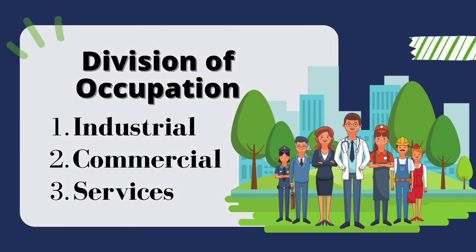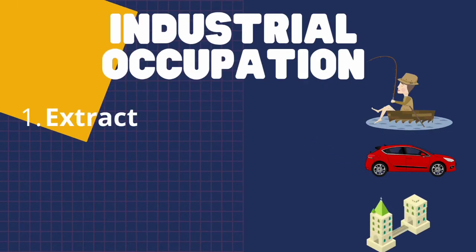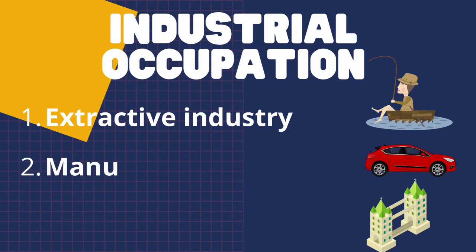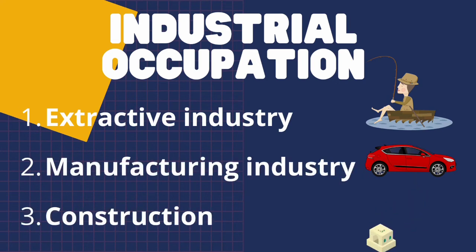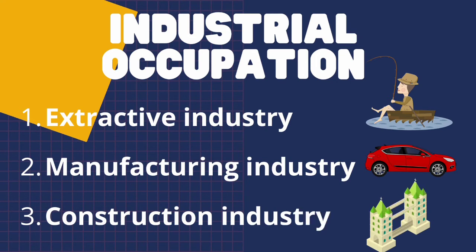Let's start with the industrial occupation. Industrial occupation has three types. We have the extractive industry. An example of an extractive industry is fishing. It means getting materials from their original source. For example, we get fish from the river. Then mining, when we get crude oil from the ground, that is extractive. We extract those things from their original source.